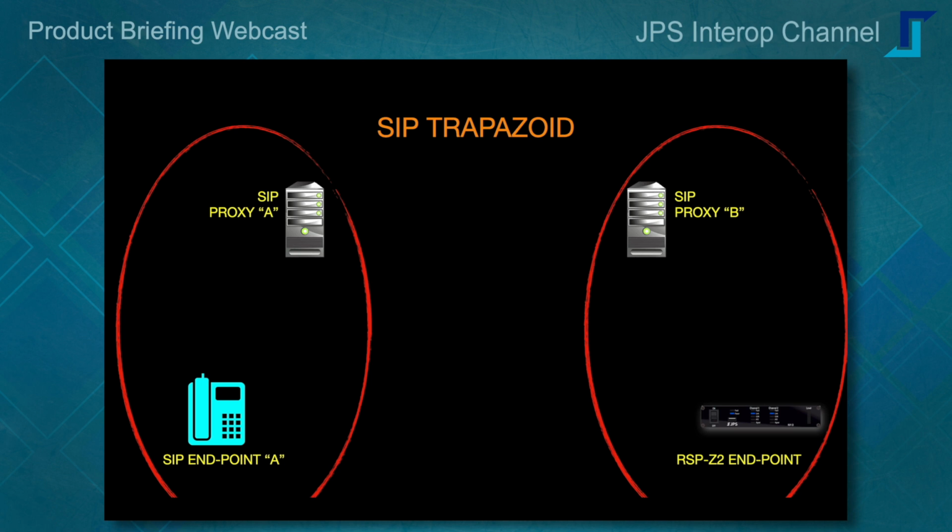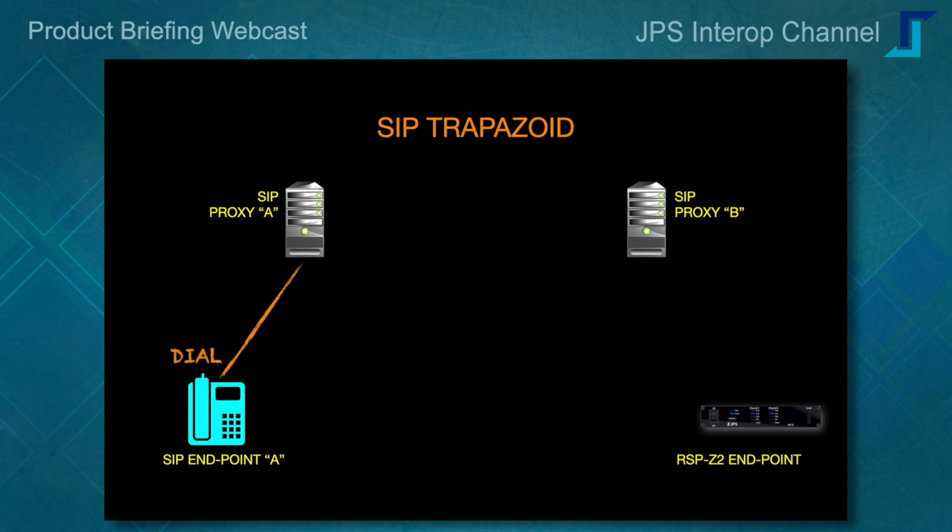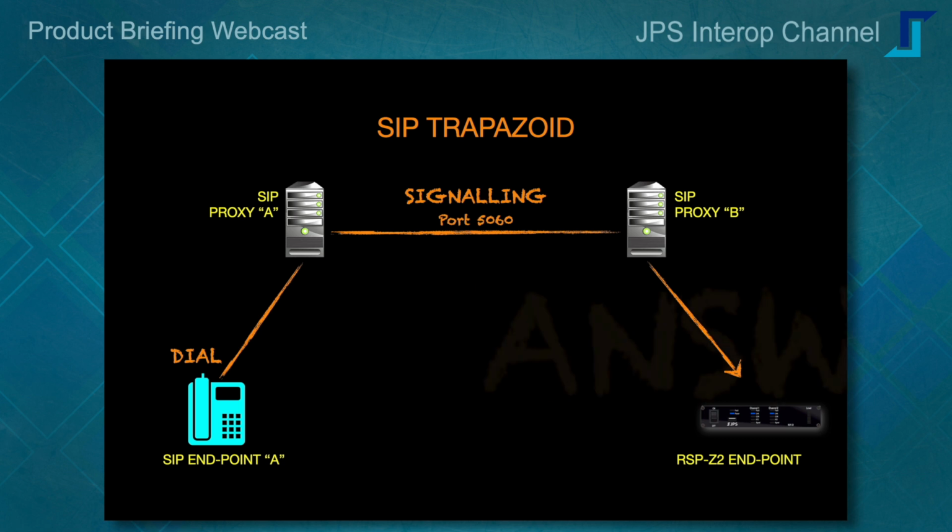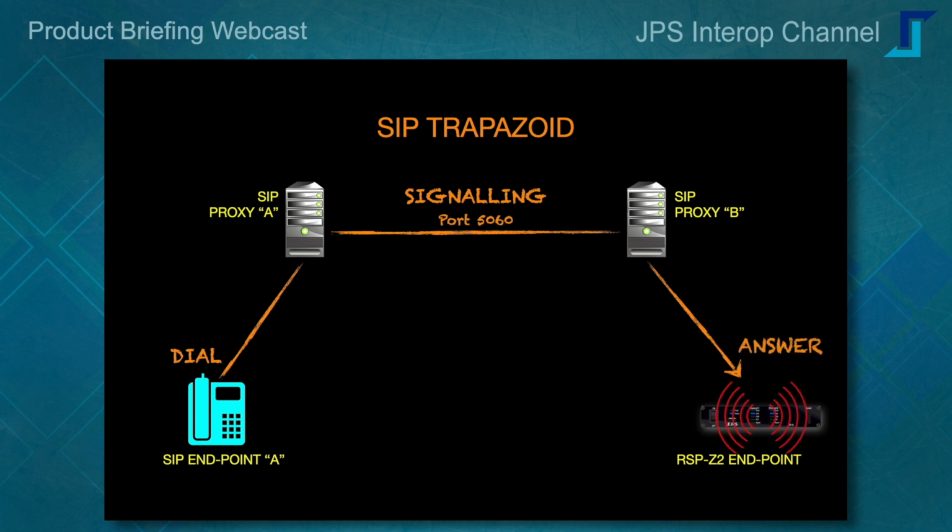We're talking about the RSP-Z2, which does actually have 8 SIP endpoints, and we'll talk about that a little bit more. So how do we initiate a call? At one end, I might have a desk user dial an extension on their phone through the SIP proxy servers, what we call signaling on port 5060. We can then contact a SIP endpoint and negotiate some information, like what type of data we're going to share.